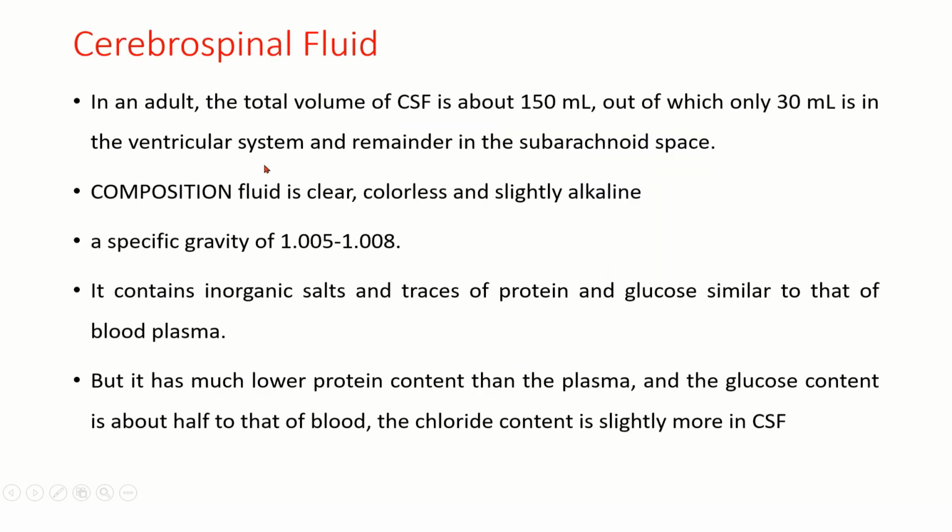Now the cerebrospinal fluid, the CSF. The total volume is around 150 ml; 30 ml is in the ventricular system and the remaining is in the subarachnoid space. It is a clear, colorless, slightly alkaline fluid with specific gravity 1.005 to 1.008. It contains inorganic salts and traces of protein and glucose, like blood plasma. Protein is much lower, glucose is also lower than in plasma, whereas chloride content is slightly higher.